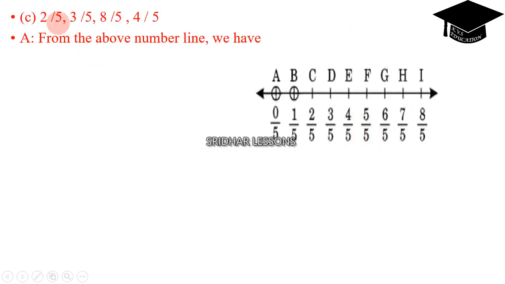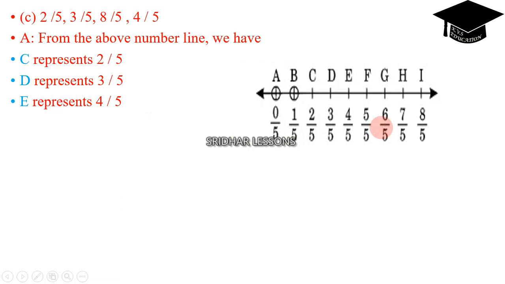Next, 2 by 5, 3 by 5, 8 by 5, 4 by 5. So from the above number line we have this. C represents 2 by 5. D represents 3 by 5. E represents 4 by 5. I represents 8 by 5.